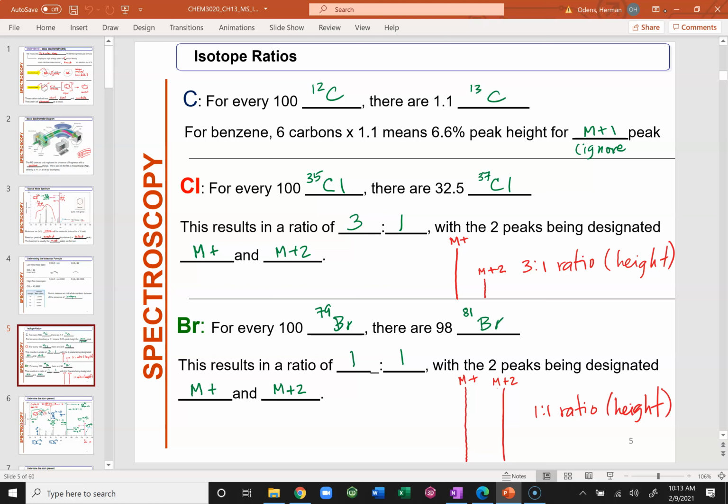So there are isotopes you have to consider. The chlorine atom gives you two isotopes. One has a mass of 35, chlorine 35, and the other one has a mass of chlorine 37.